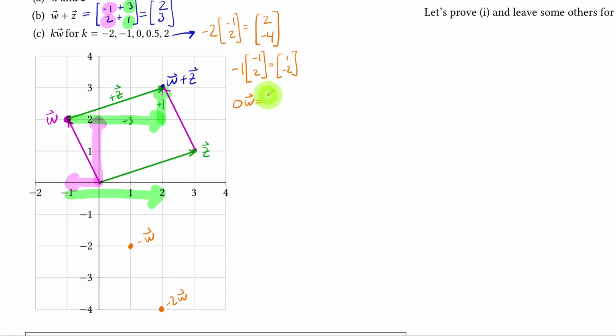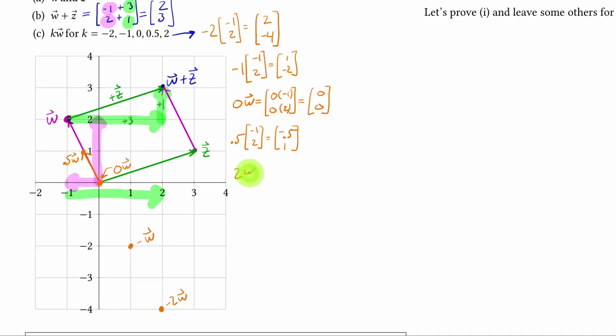0w means we're multiplying each of the components by 0, so 0 times negative 1 and 0 times 2, and of course each of those is going to be 0, so that just gives you the 0 vector here. We also have 0.5w, which makes each of the components half as big. And when each of the components are half as big, you get a point that is halfway closer to the origin, or an arrow that is half as long as w.